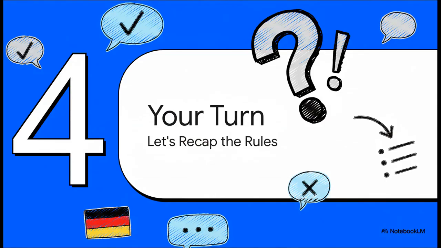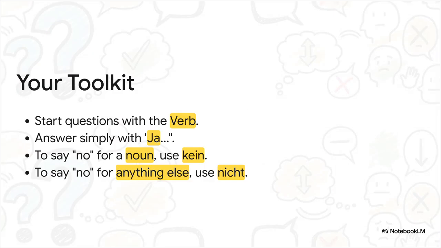Phew. Okay, that was a lot, I know. So let's do a quick recap. Let's pull together all the essential rules for your German toolkit. So here it is, your cheat sheet. First, to ask a question, always start with the verb. Number 2, answering with yes is super easy, just ja, and you're good. And for saying no, remember the big rule, use kein if you're negating a noun, and use nicht for literally everything else. That's the whole system right there.